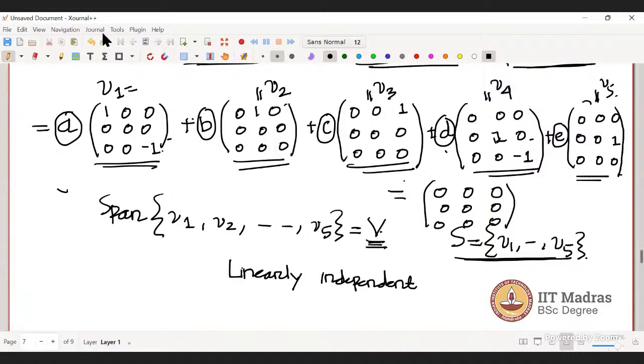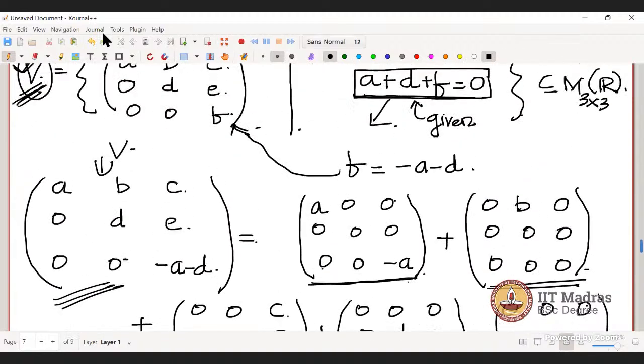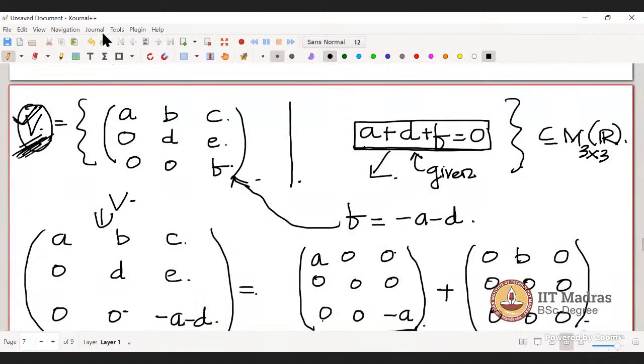the whole space. So that means this is a basis of V, and the dimension of V is 5, right? Is it clear how we are computing the dimension of this vector space? Yes, sir.